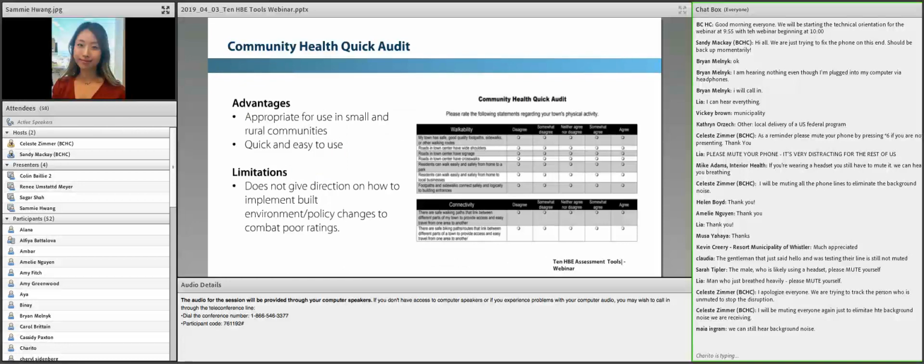So it's appropriate for use in small and rural communities, which is great, and it's really quick and easy to use. Another repeating limitation is that it doesn't give specific direction on how to make any policy changes or built environment changes, and it doesn't specifically mention equity, although it is for smaller and rural areas. So it's important to keep the health equity lens in mind when using this tool.